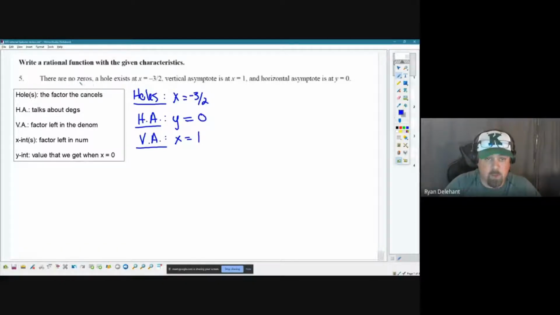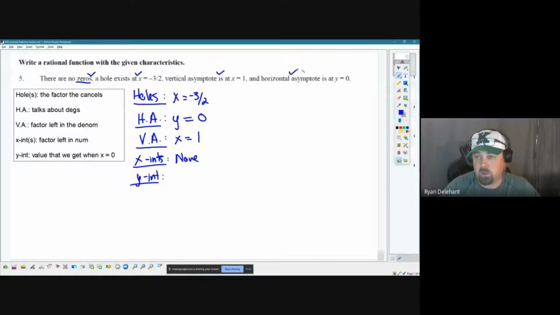X-intercepts. X-intercepts are also called zeros and roots. So x-intercepts are none. And that makes sense because its horizontal asymptote is y equals 0, so it's got an asymptote on the x-axis, so it can't touch it. And the last one we have here was y-intercepts. Does it list a y-intercept for this one? We've got zeros, holes, vertical, horizontal. It doesn't say anything about the y-intercept, so just ignore it. It's not part of the information that we have, so we can't say anything about it.